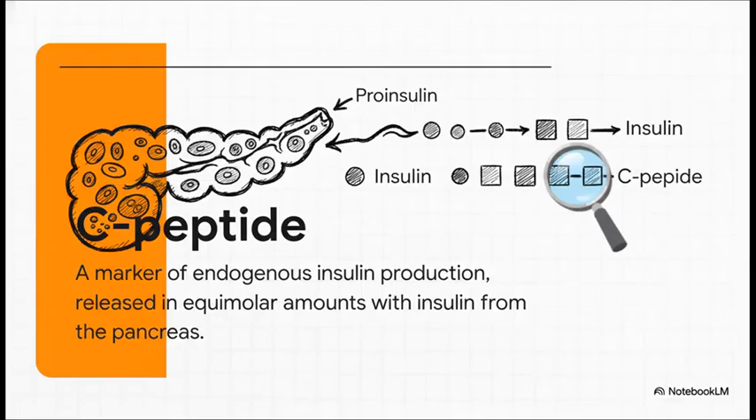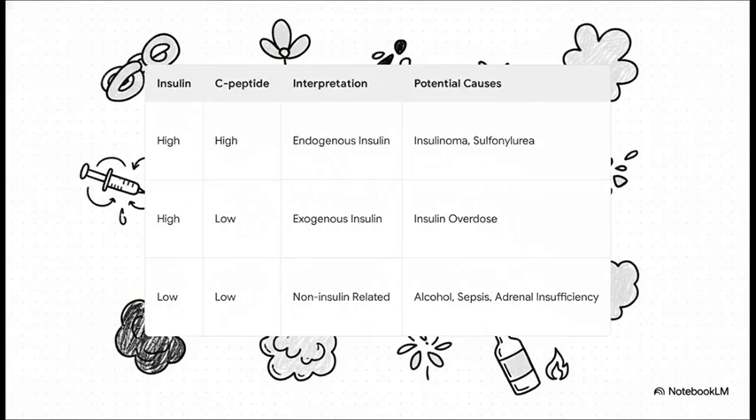Now, before we try to interpret any results, we have to be crystal clear on what C-peptide is and why it's so useful. You see, when the pancreas makes proinsulin, it gets split into 2 parts, insulin and C-peptide, and they're released in a perfect 1-to-1 ratio. What this means is that C-peptide is an excellent, really reliable marker of exactly how much insulin the patient's own body is making.